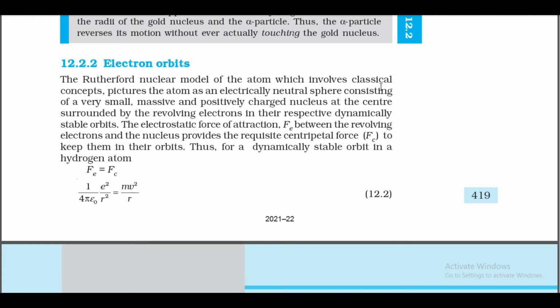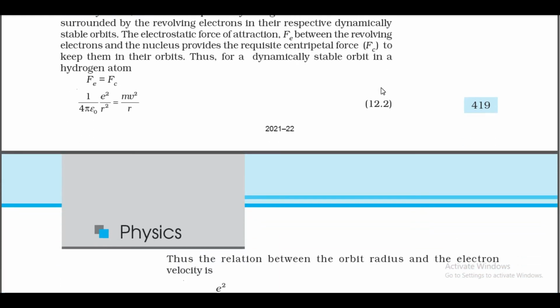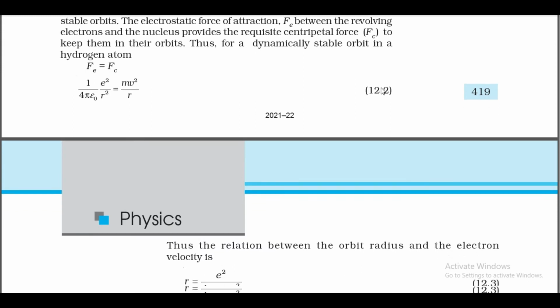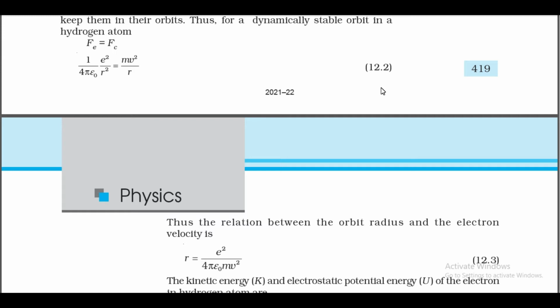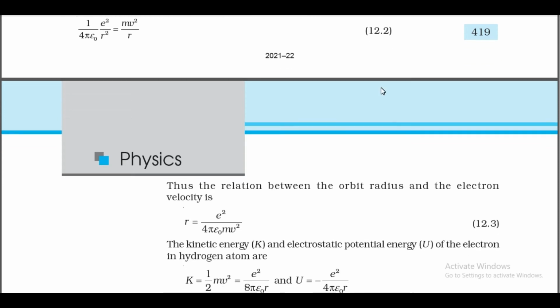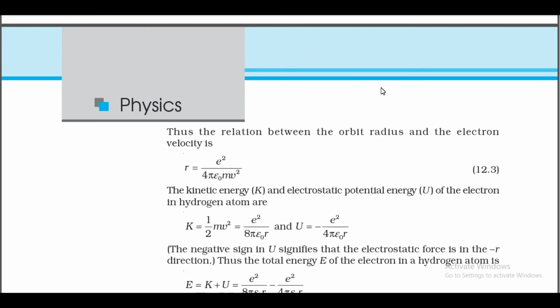Thus, for a dynamically stable orbit in a hydrogen atom, Fe is equal to Fc. 1 by 4 pi epsilon naught e squared by r squared is equal to mv squared by r. Thus, the relation between the orbit radius and the electron velocity is r is equal to e squared by 4 pi epsilon naught mv squared.